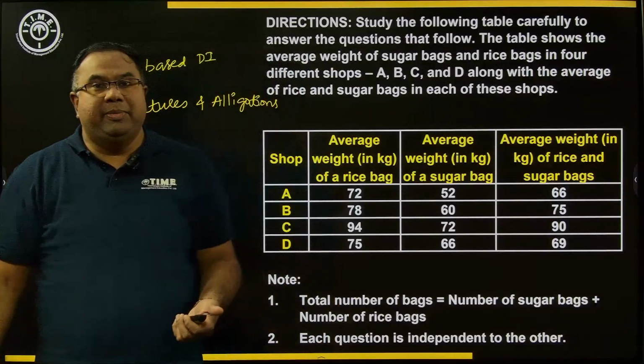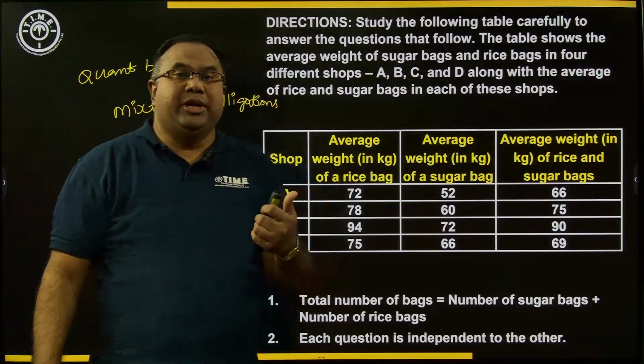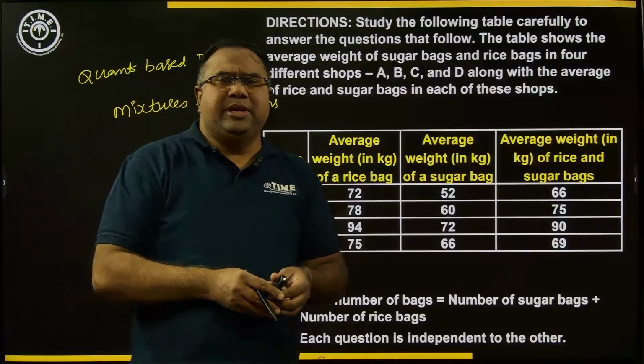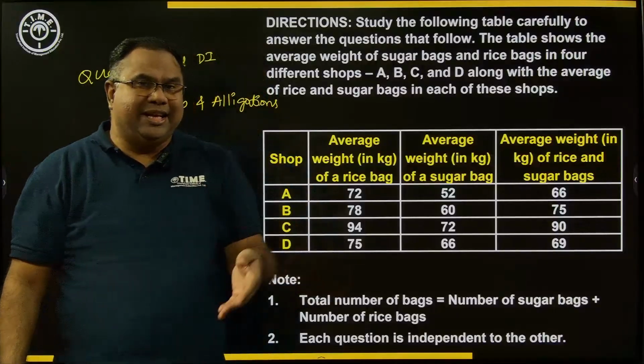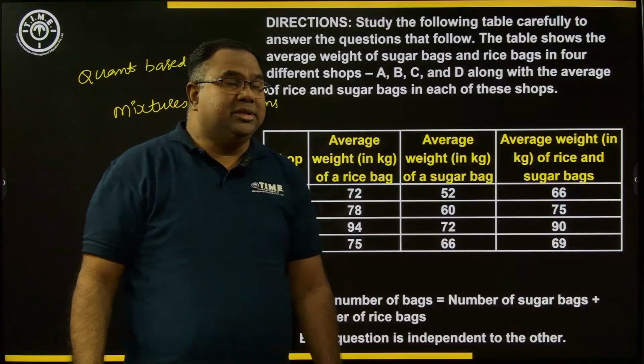You get time and work based DI, boats and streams based DI, simple interest, compound interest based DI, profit and loss based DI, like that mensuration based DI. You will get probability based DI, quant based DI sets also, particularly in your main examinations, right?